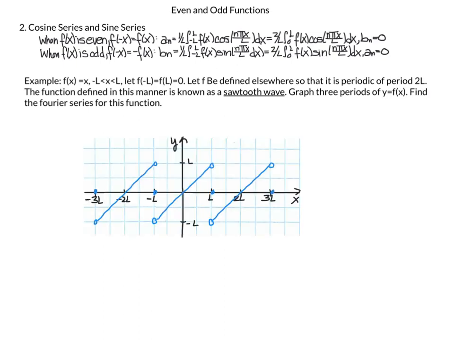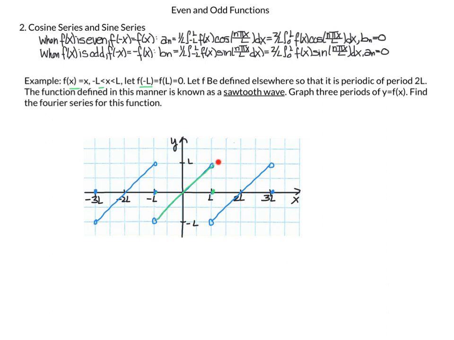Graph 3 periods of y equals f of x, and find the Fourier series for this function. And here I have my graph. So f of x is equal to x for x between negative L and L, not including L. And so that's just this portion of the graph. And then I made it periodic. Also, I have f of negative L equal to 0, so that's dotted in here, and f of L is equal to 0. So there are discontinuities here.